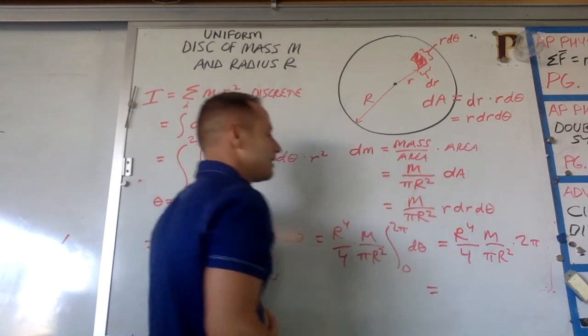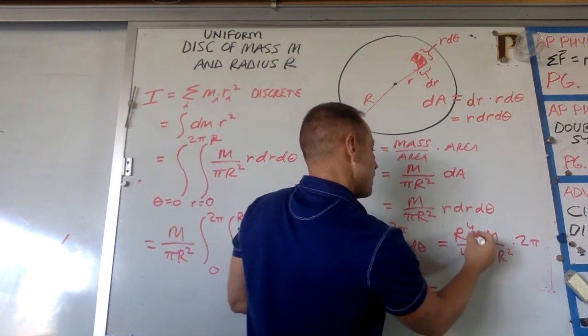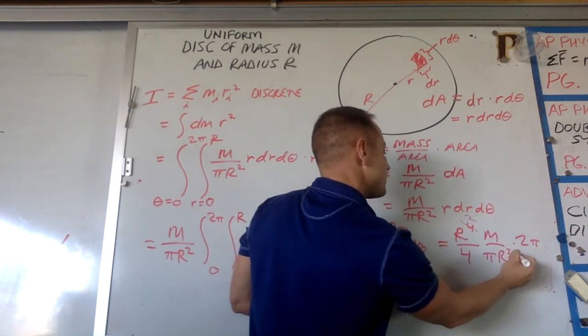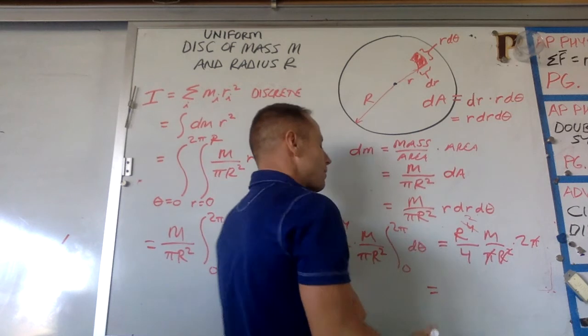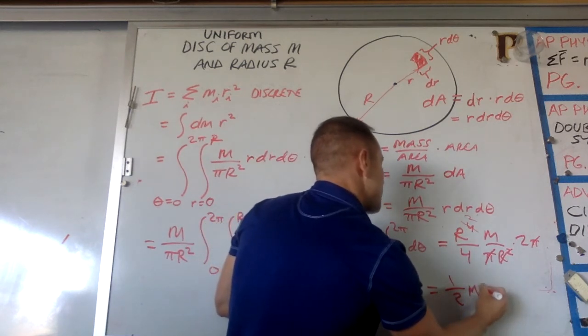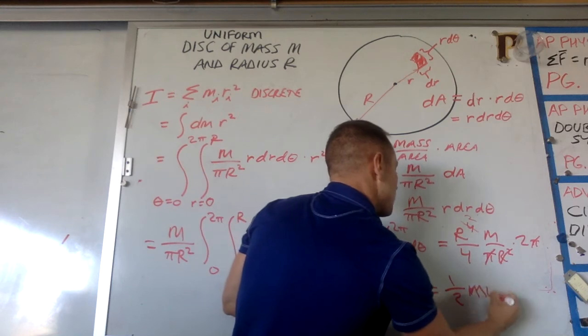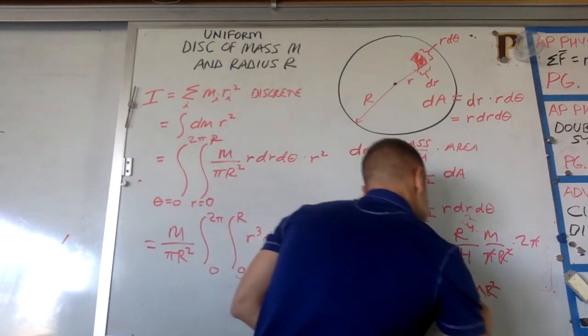And then finally, let's get this. So R to the 4th will become an R squared, and that R squared goes away. The pi's go away. And 2 over 4 makes 1/2. So you get 1/2 m times big R squared. Okay, so that is the moment of inertia of a disk about its center.